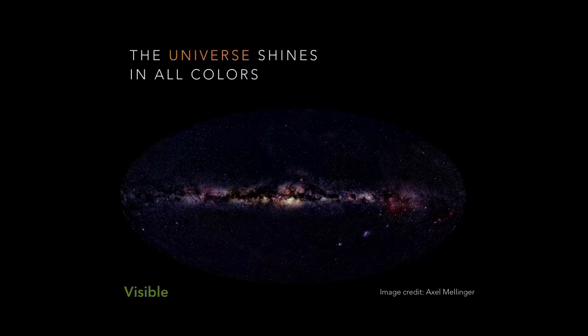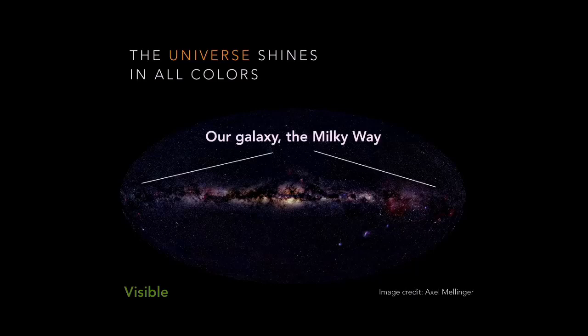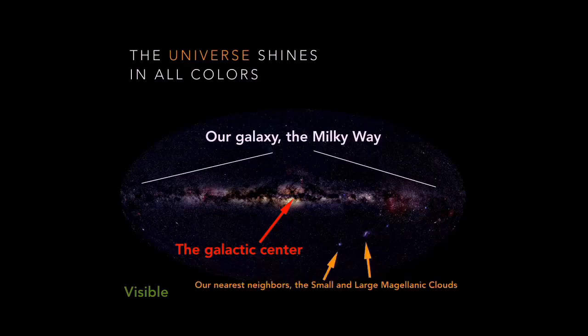And just to get yourselves oriented, who knows what that band of light in the middle is? Just shout it out. Yeah, it's the Milky Way. This is our galaxy, this is where we live. And in the center of this image is the center of our galaxy. It just happens to be that this is in galactic coordinates, and that's how we've defined it. And some cool other features in this map are our nearest neighbors, two little dwarf galaxies that happen to be orbiting around the Milky Way, called the Large and Small Magellanic Clouds.